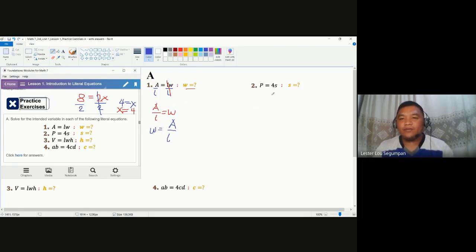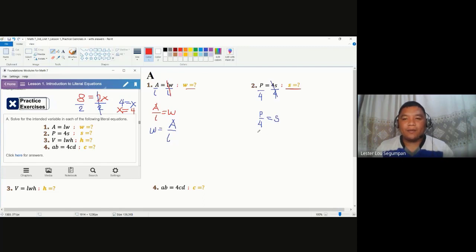So let's try to proceed to number 2 and look for the equivalent expression for S. This is the formula for the perimeter of a square, which is perimeter is equal to 4 times S. But we are not looking for the perimeter, we're looking for S. To do this, simply apply what was done in number 1. Divide both sides by 4 so that S will remain here. Again, both sides. And then you have here P over 4 is actually equal to S.